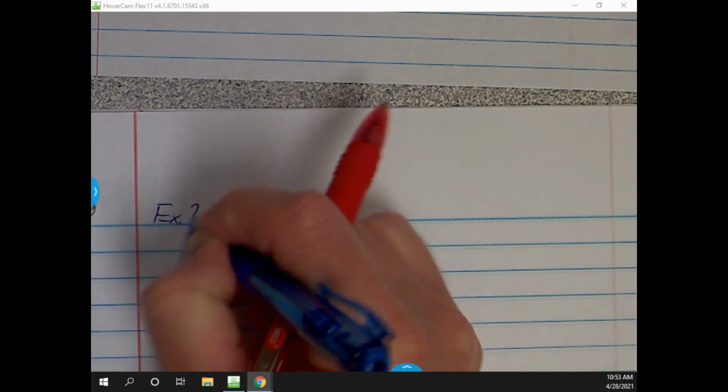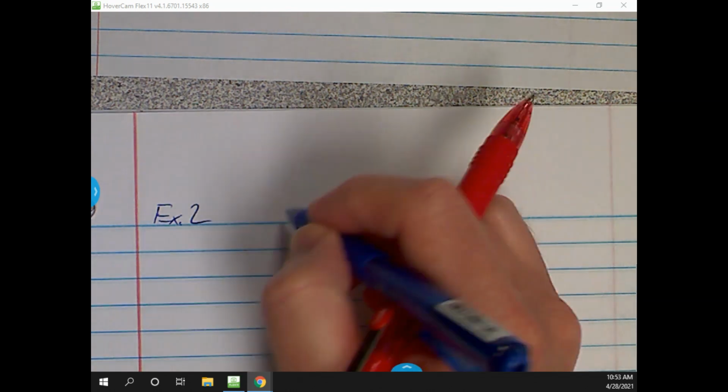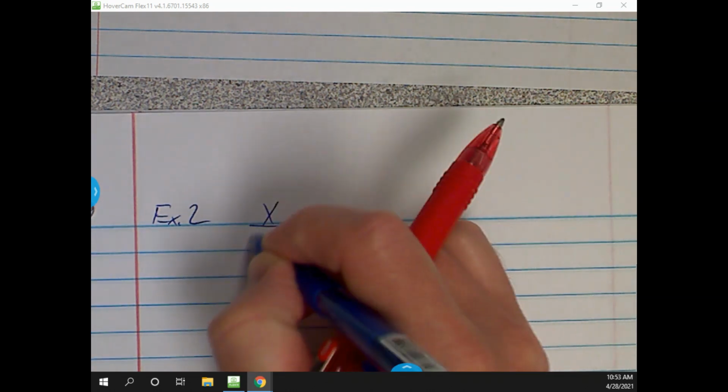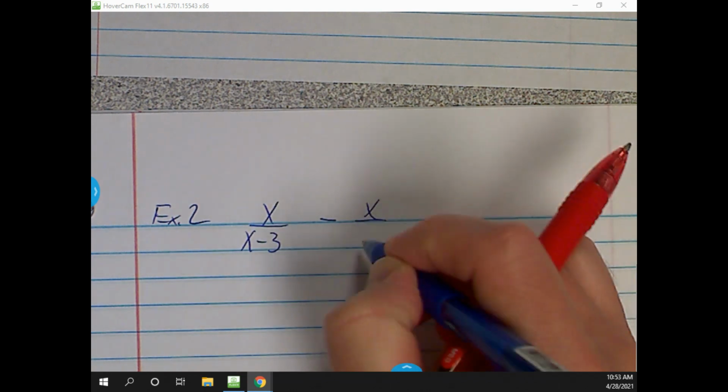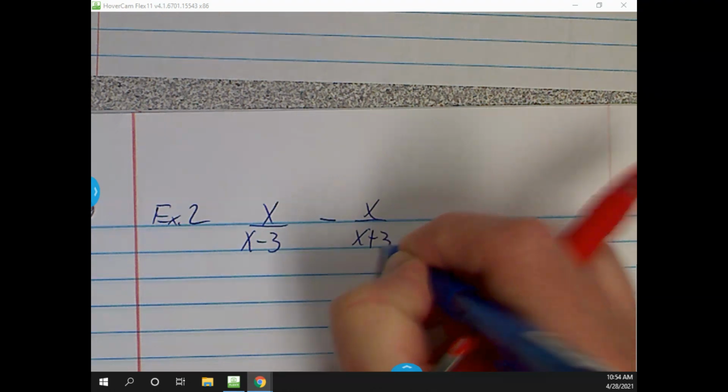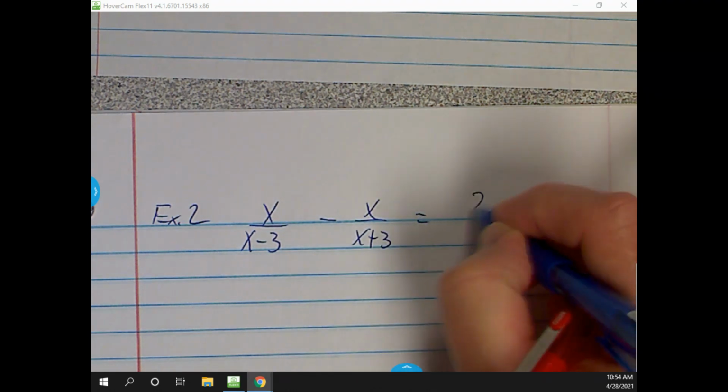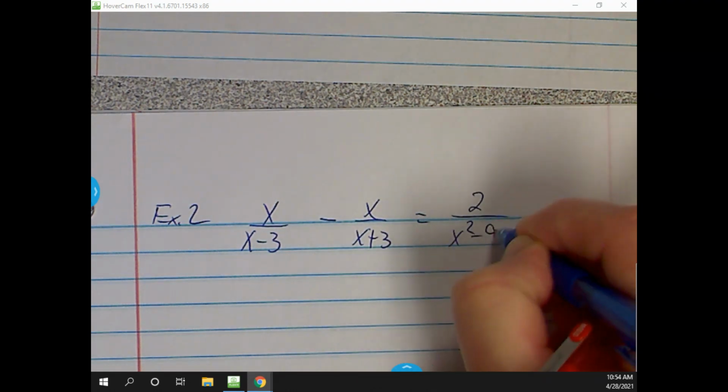All right, so for example 2, let's do this. Let's go with x over x minus 3 minus x over x plus 3 equals 2 over x squared minus 9.